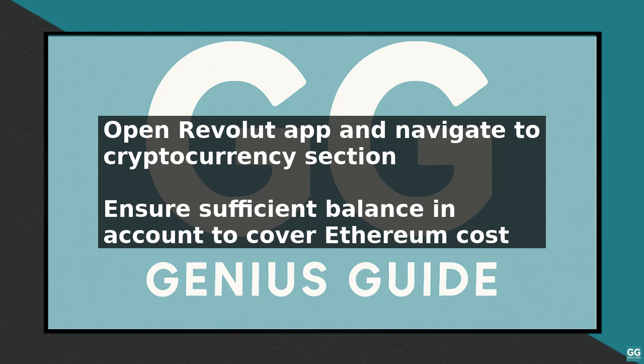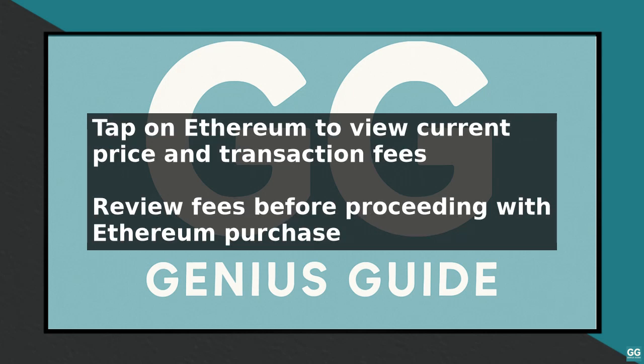Revolut will display the current market price of Ethereum, as well as any fees associated with the transaction. It is essential to review these fees before proceeding, as they can affect the overall cost of your purchase. Once you are ready to buy Ethereum, enter the amount you want to purchase in the designated field. You can choose to buy a specific amount of Ethereum or invest a fixed amount of money. Revolut will then calculate the equivalent amount of Ethereum based on the current market price.